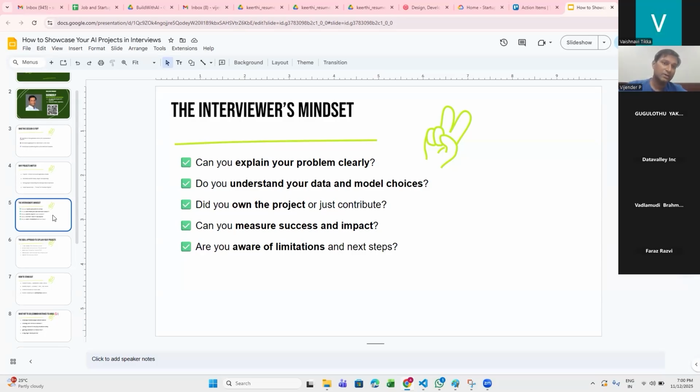I'm trying to gauge whether you have even worked on the project. These are all clues that help me understand. Typically, people who bluff about projects cannot answer that question, or they try to bluff that number as well. Sometimes people will say 10 lakh records.